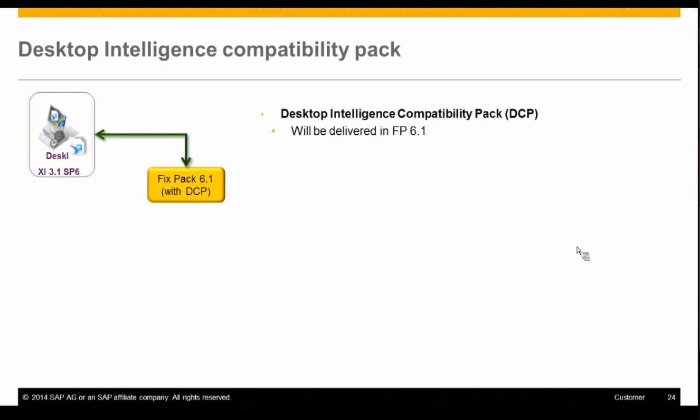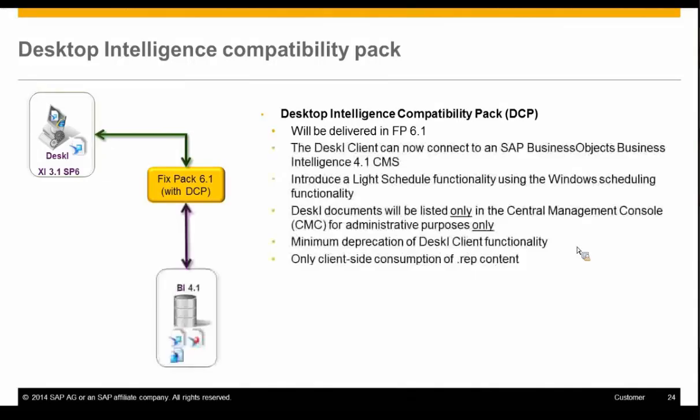Basically, you have Deski, and you have to be on SP06 minimum. Then you have your desktop compatibility pack, which was delivered with FP 6.1. You bring all the Deski documents to 4.1 and you migrate. Then from your 3.1 client, you can consume your desktop intelligence documents while you address the gaps and all the concerns of the users, before you can convince them fully to come to web intelligence. Obviously, the end road is you have to convert all your desktop intelligence documents to web intelligence.